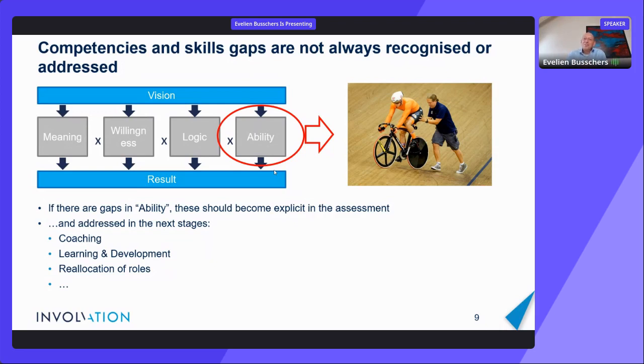So in the assessments, we address all the aspects. I took out competencies and skills gaps specifically because even though we do not normally do very formal assessments of those, if we find that in the process these are missing or not at the right level, they have to be addressed, and let's not forget that.